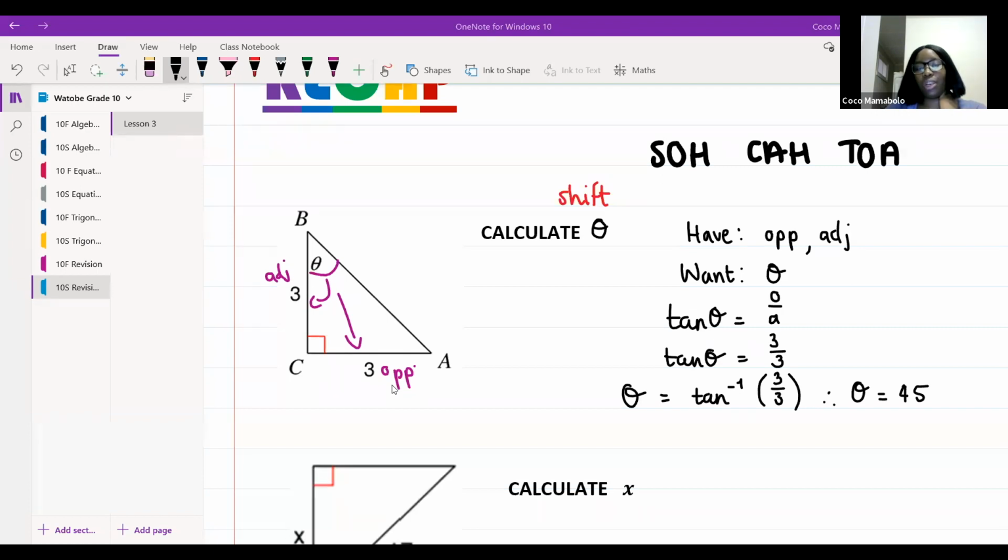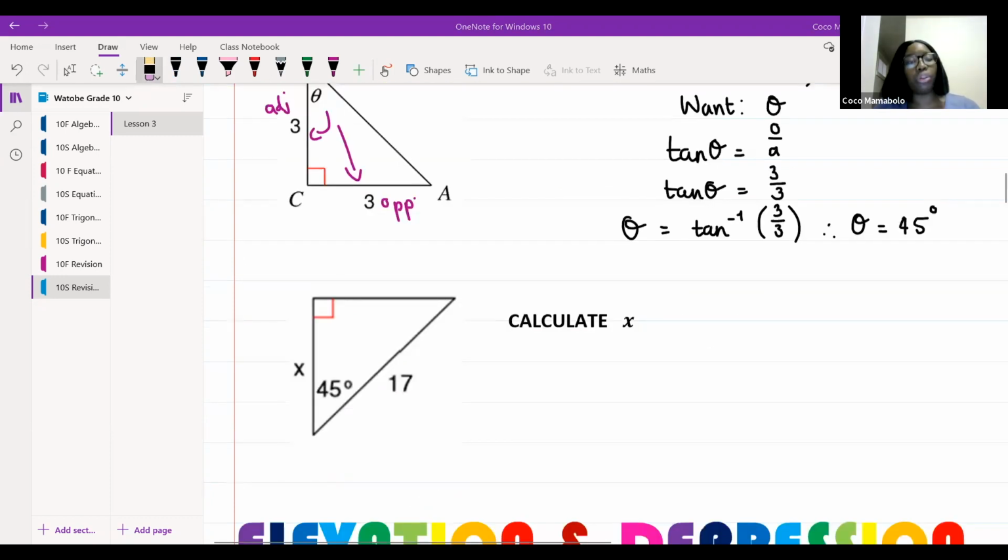Okay, good one, Mirula. So we need to remember to add our little degrees sign. Otherwise, we're calculating for a side, and we're not calculating for a side, we're calculating for an angle. So we need to make sure that we're doing that 100% correctly. All right. Okay, let's look at the next question. Also a recap question. We're now trying to calculate for the side x. Now, think about what we have, what we have, and what we want.